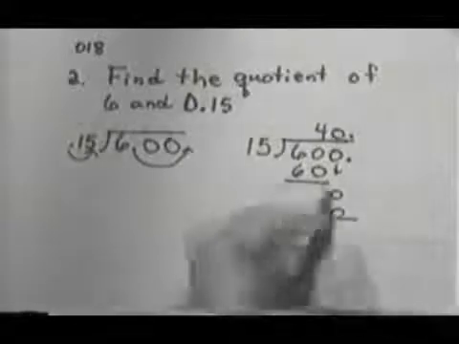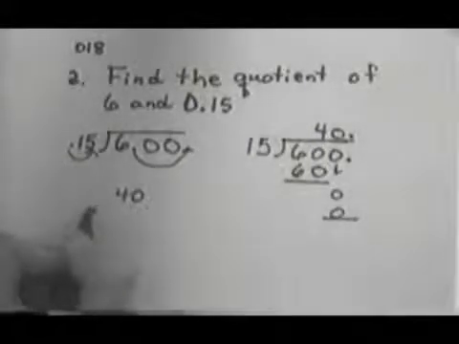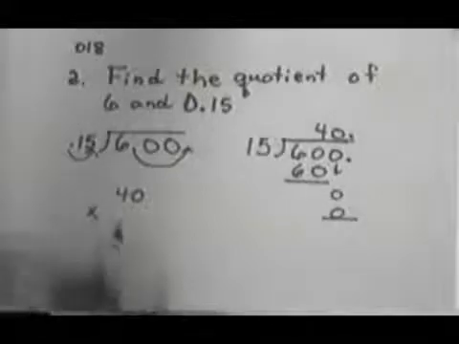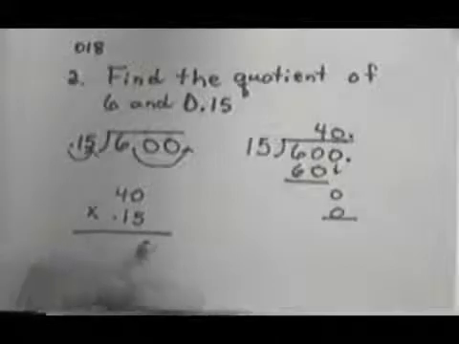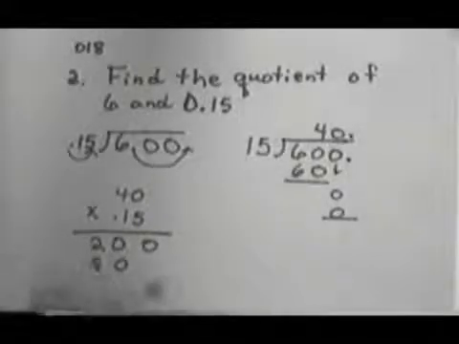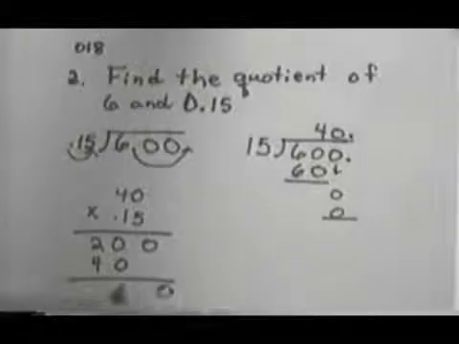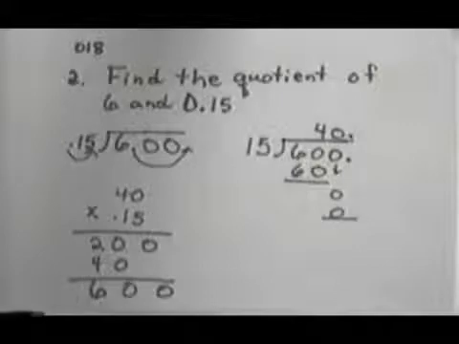If we wanted to check it, we take the 40 and multiply it times what we had originally here as our divisor, the 0.15. That would be 0, 20, 0, 4. I'm going to add things up, 0, 0, 6. Count my decimal places.